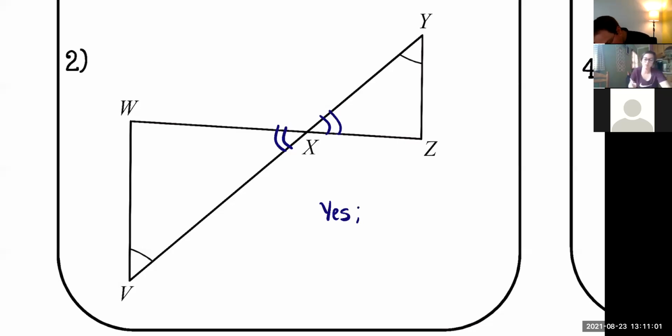If I go WXV, I have to match it. So W is the one that's not marked. So ZXY.